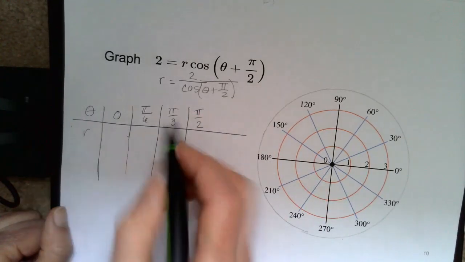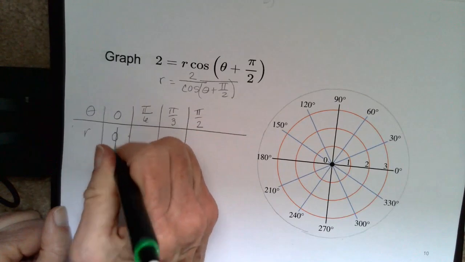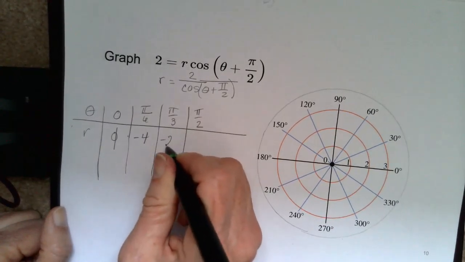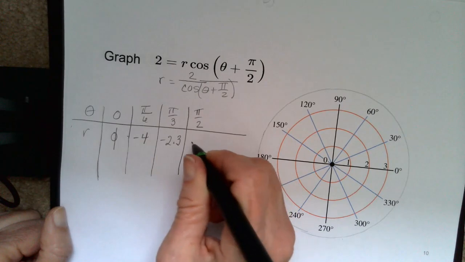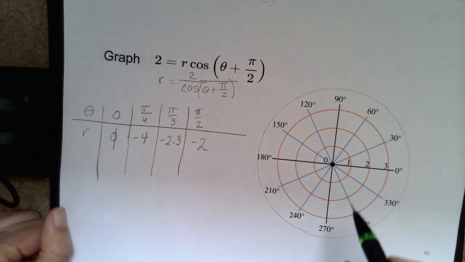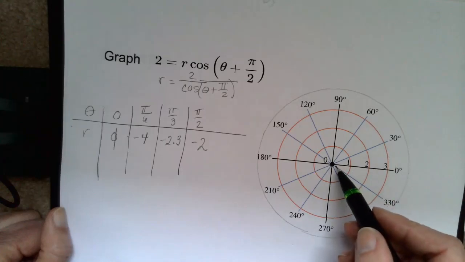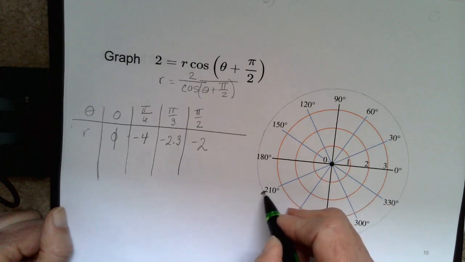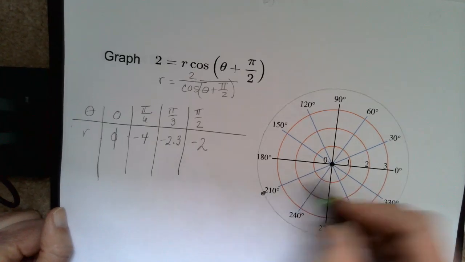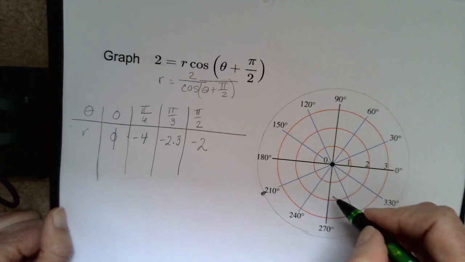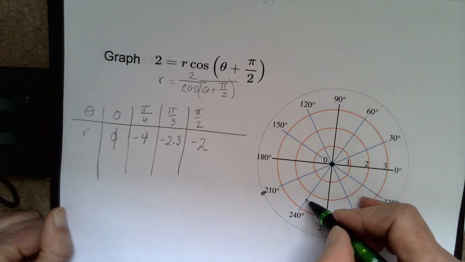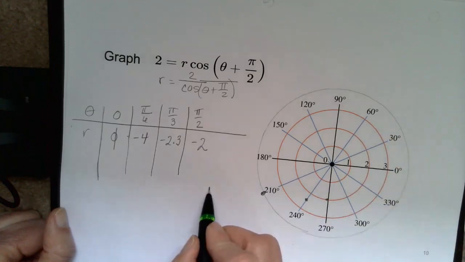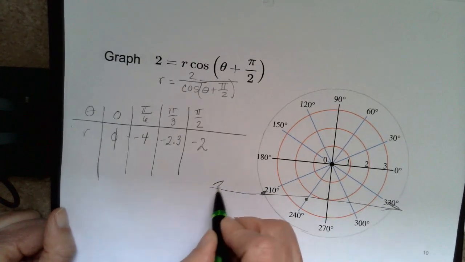Okay, and then the r value, it's going to give you an undefined right here. It's going to give you a negative 4. It's going to give you a negative 2.3. And it's going to give you a negative 2. So when you go to graph that, let's see, at pi over 6, you're at negative 4. Okay, and we'll just let each one of them be that 1, 2, 3, 4. And then at pi over 3, you're at 2.3. Then at pi over 2, you're at 2. So you can see it is the horizontal line.